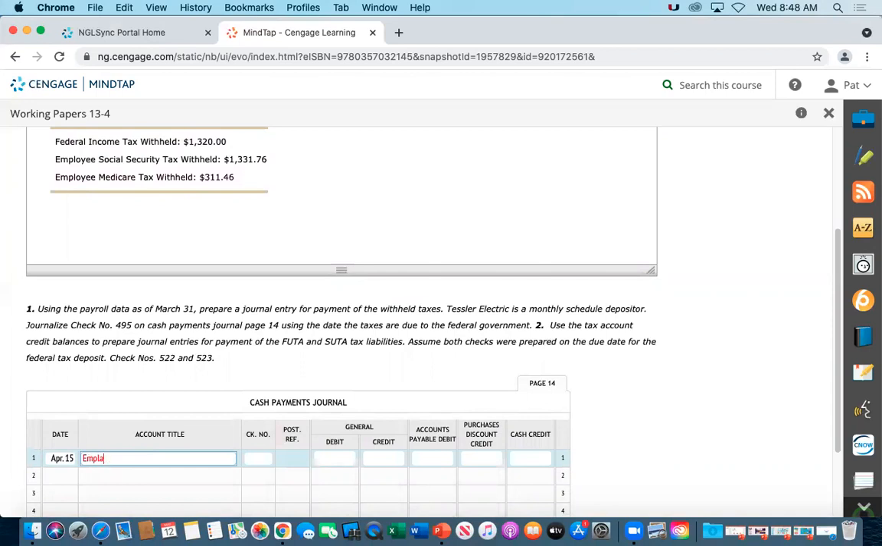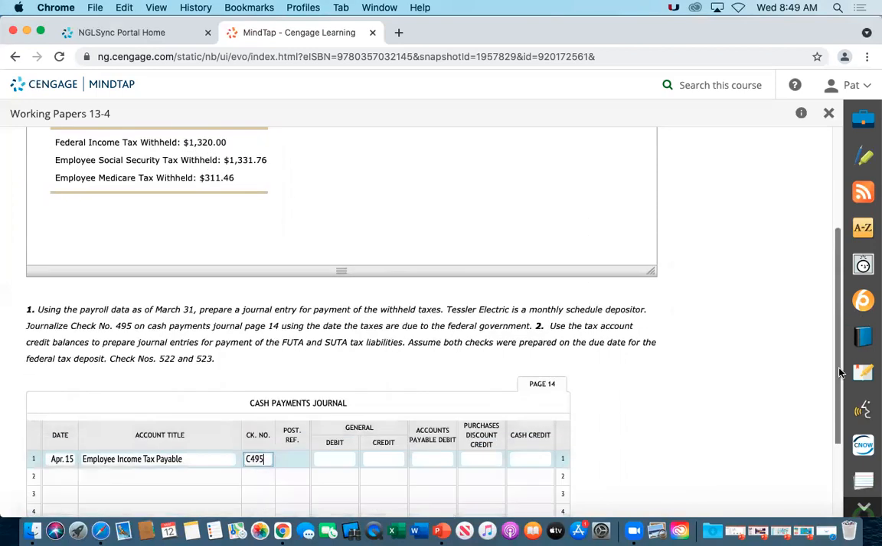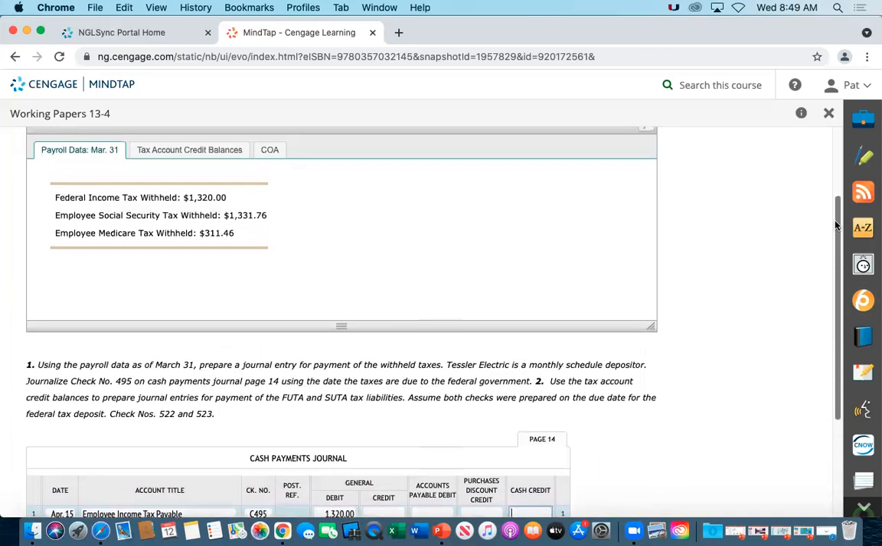We have employee income tax payable. And this is check number, it tells us right there in the directions, 495. And our March 31st data says federal income tax withheld, that's from those sheets, is 1,320. So we will put 1,320. Now we will do a cash credit here in a minute, but they don't give us that number, right? We don't know it yet.